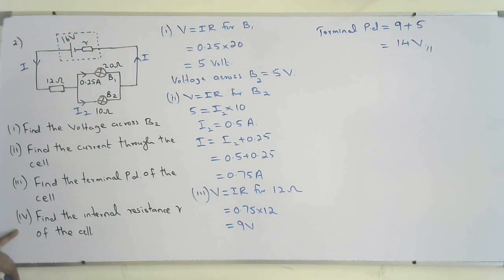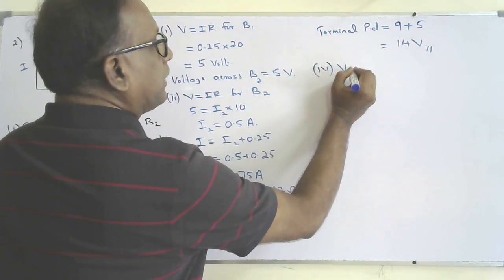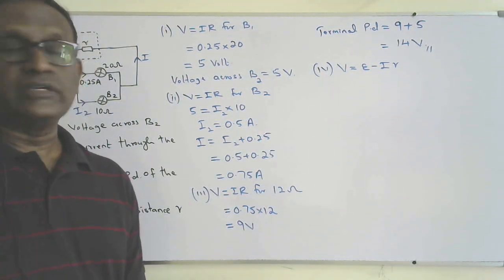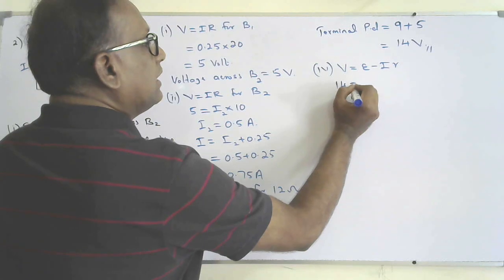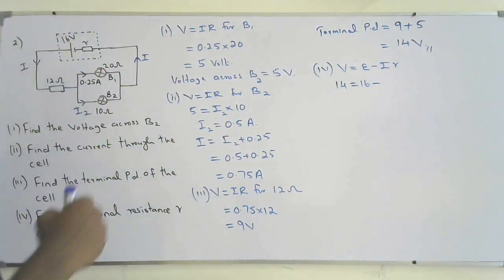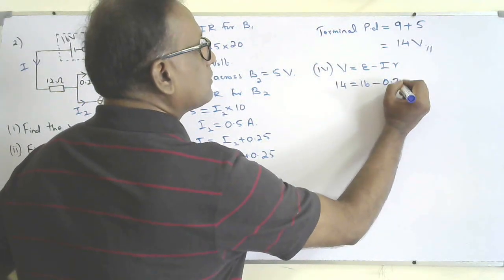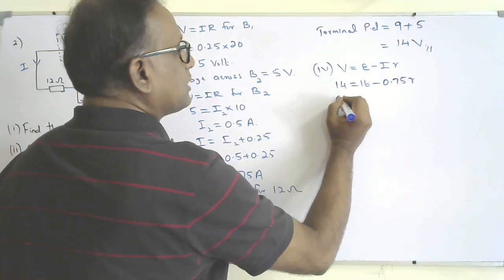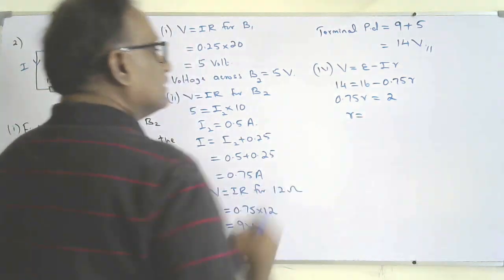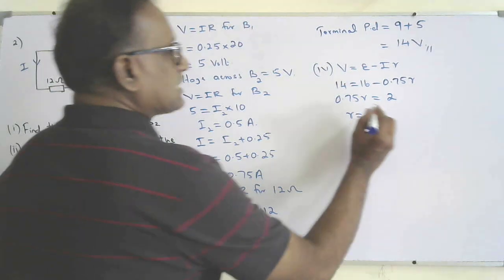Last part, find the internal resistance of the cell. So last part, I can use V equals E minus Ir. Since I know the terminal potential difference, I already found it, which is 14 volt. EMF 16 minus the current times r. The current through the cell is 0.75 amperes. I found it already. So find the r. So 0.75 r equals 16 minus 14, 2. Find the r. So that is 2.67 ohms.